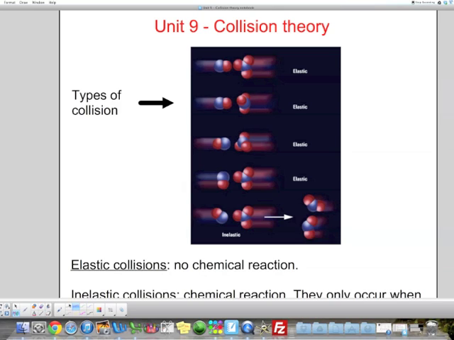This is going to be very theoretical, but yet we've seen most of the theory in this section, so it should be fairly easy. It should be more like a review. So this is about collision theory.